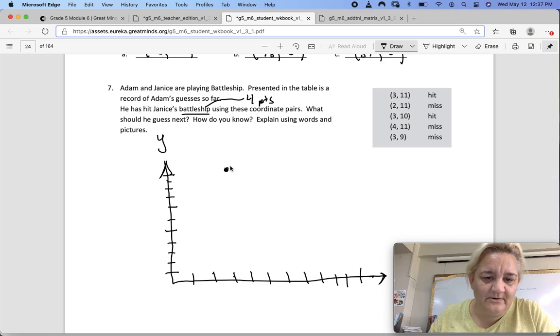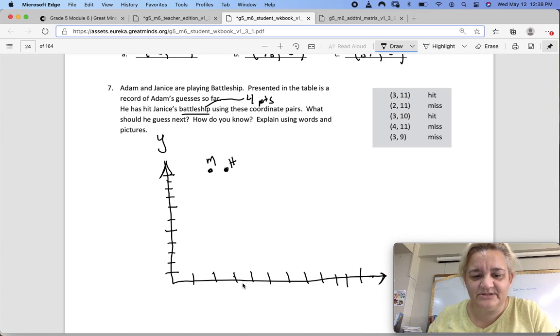So (3, 11) is right here, and that was a hit. So that was a big old hit. I'm going to put H for hit. And then (2, 11) here was a miss. In fact, if you were playing, you should be playing with colors so you can see what you're doing, but that's okay. (3, 10) here was a hit.